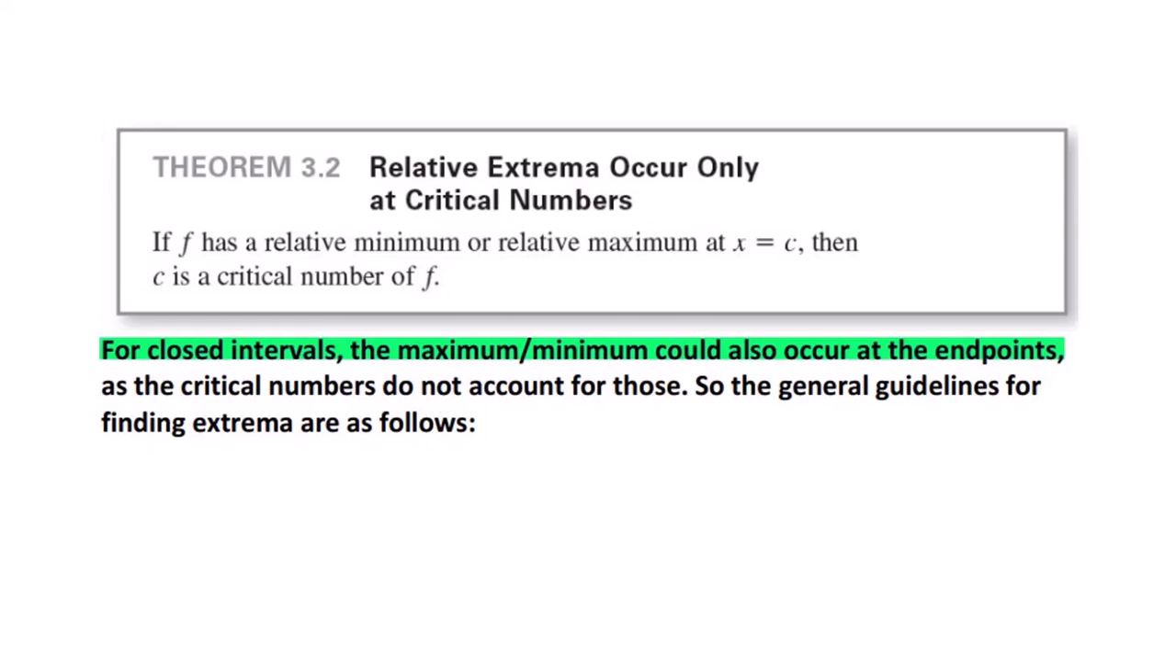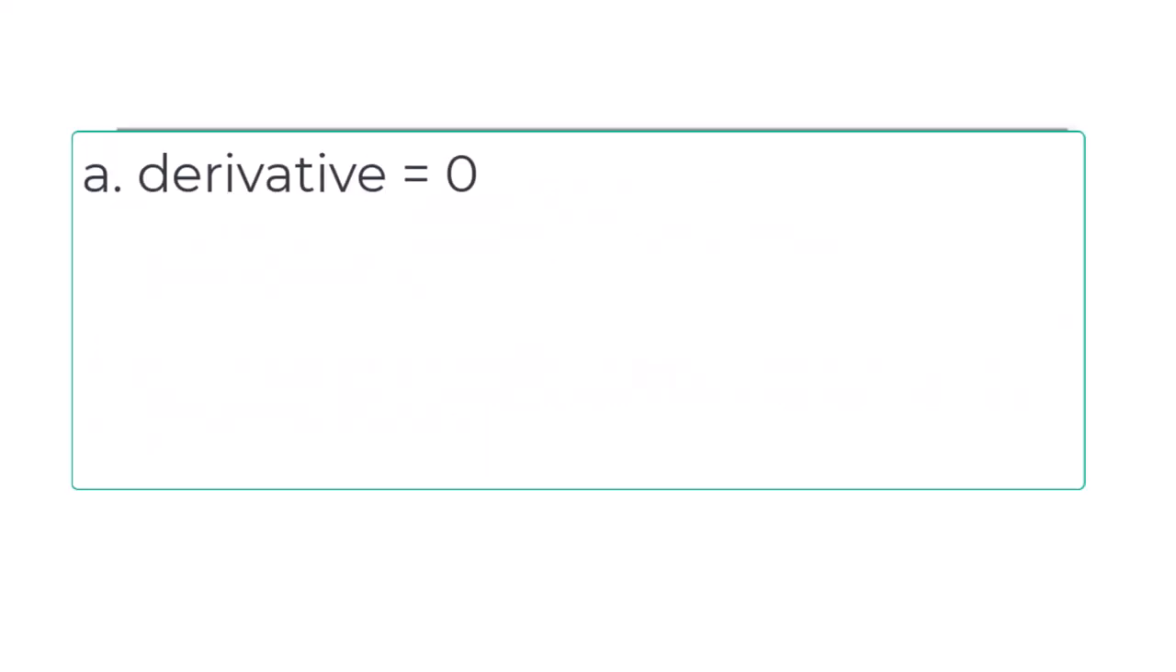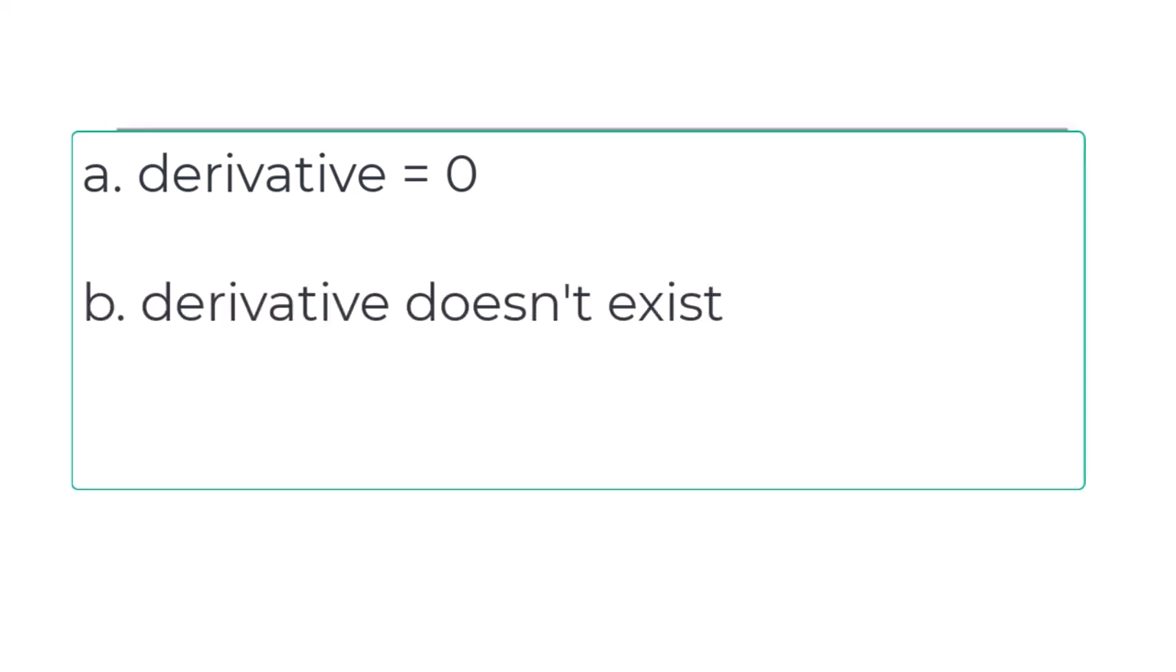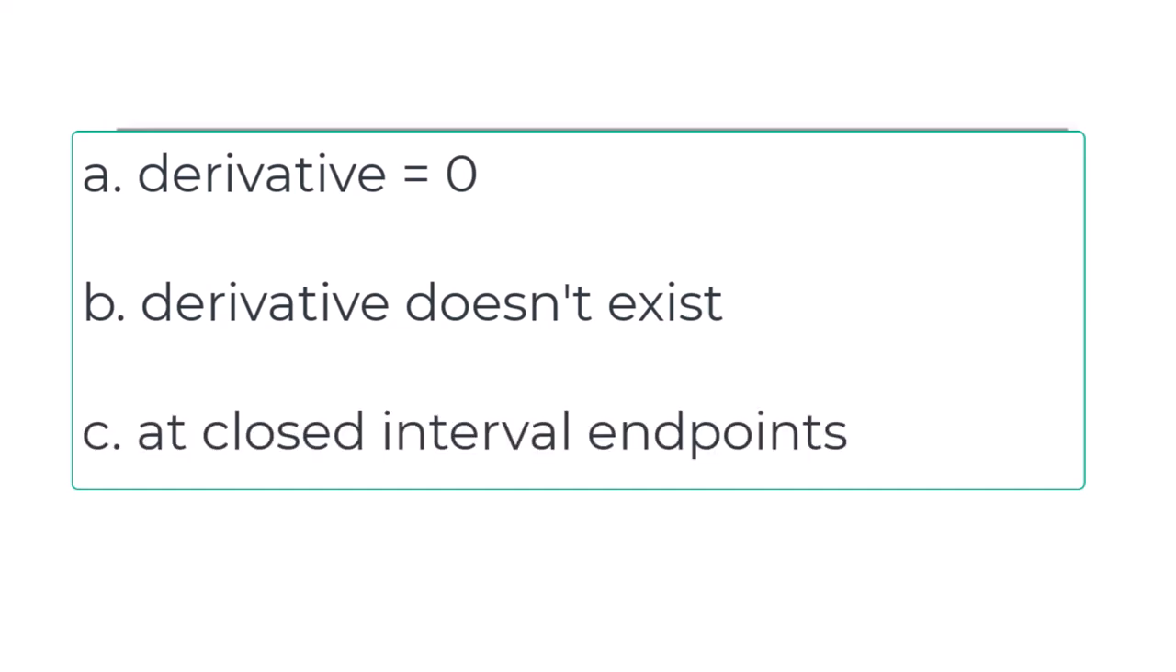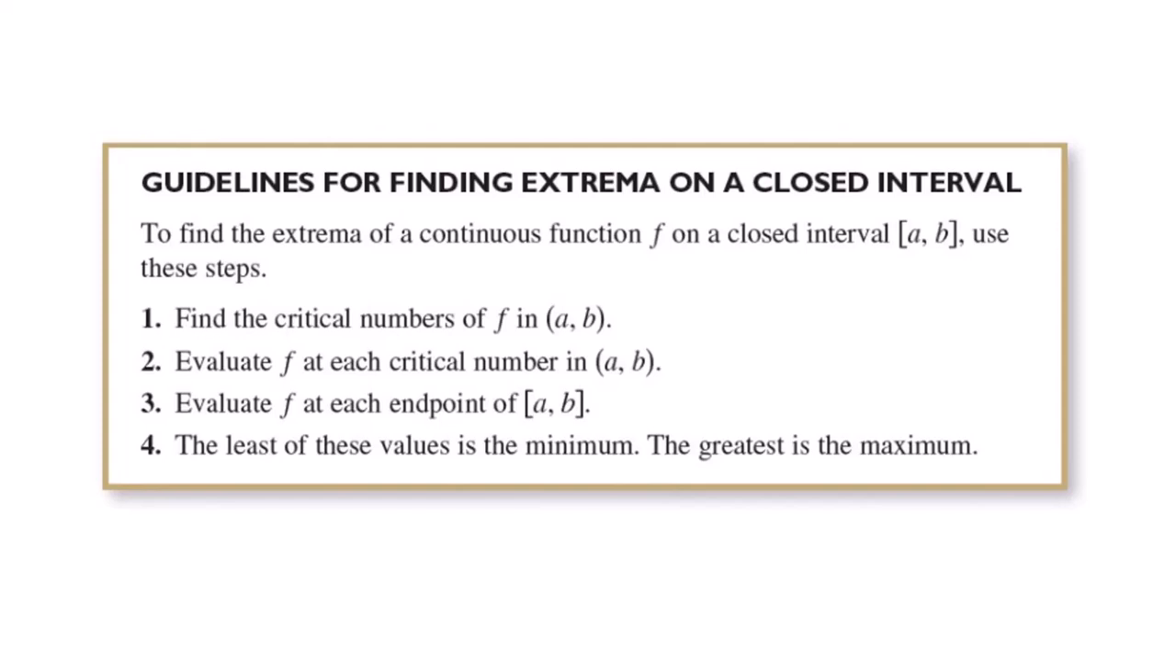Finally, if we're talking about a closed interval, then the maximum or minimum for that interval might occur at one of the endpoints. That means these extrema could occur, A, where the derivative of the function is 0, if it is at any point, B, where the function is not differentiable, and C, at closed interval endpoints. That's where these guidelines come in. First, find the critical numbers of f on the interval that we're talking about. The critical numbers, once again, are where the derivative is 0 or where there is no derivative.